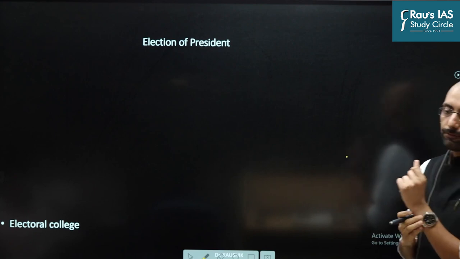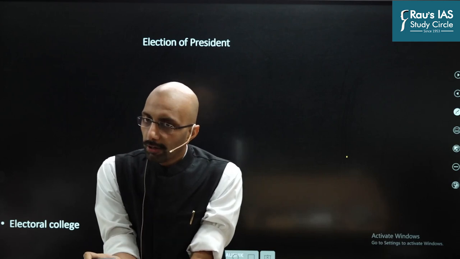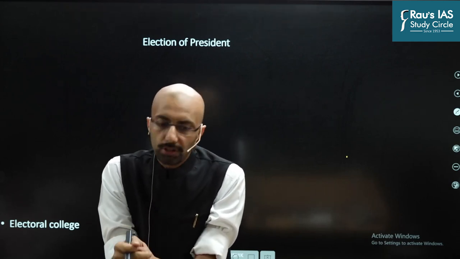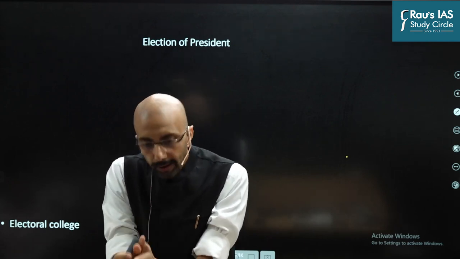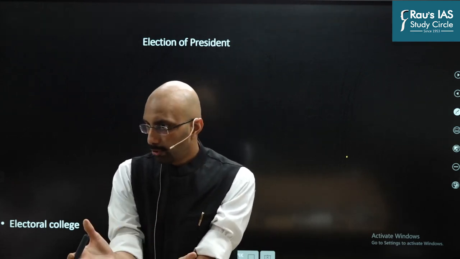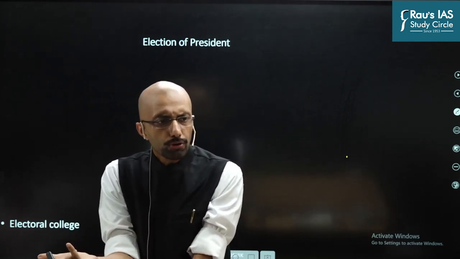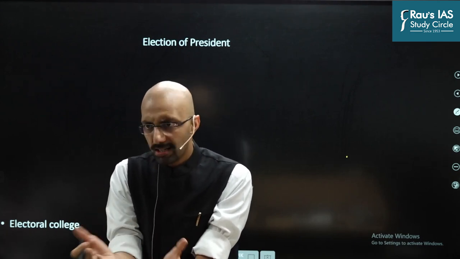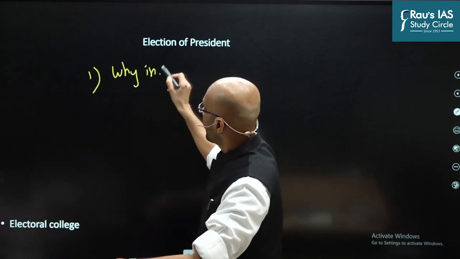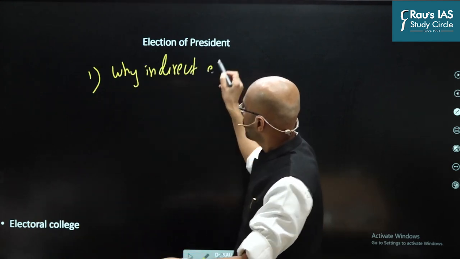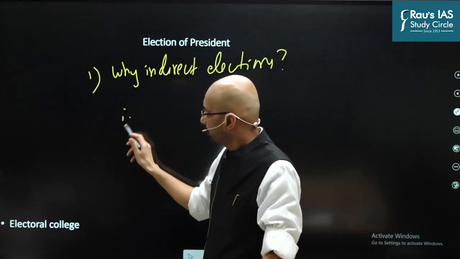First of all, the election of the Indian President is not direct. It means the general population, we people, do not vote for the election of the President of India. So the election is indirect, right? Now, why did our Samvidhan Sabha, Constituent Assembly, choose a system of indirect election of the President? Why not a directly elected President? So there are some reasons. The first question which arises is why indirect elections?